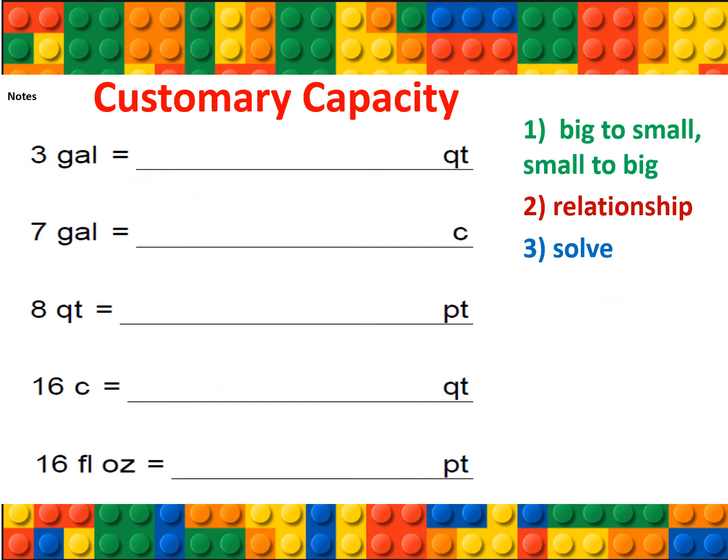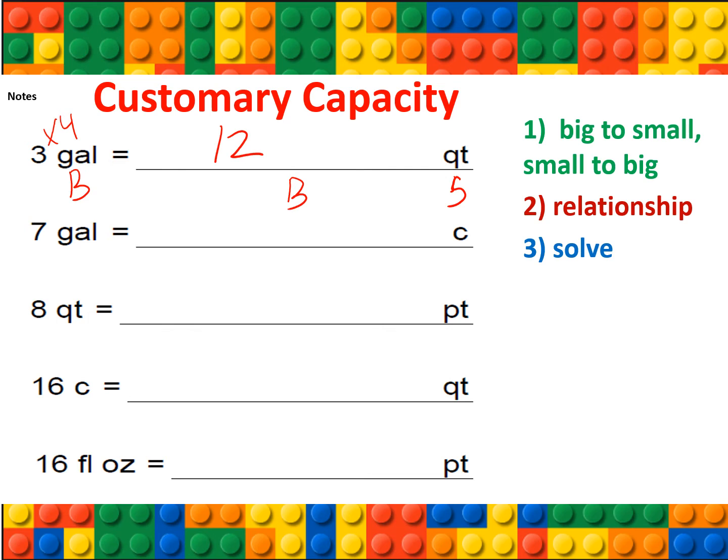Okay? 3 gallons is how many quarts? Well, I know that there are 4 quarts in 1 gallon. So again, I'm looking for a big number. So there are 4 quarts in 1 gallon. So 3 gallons gives me 12 quarts.